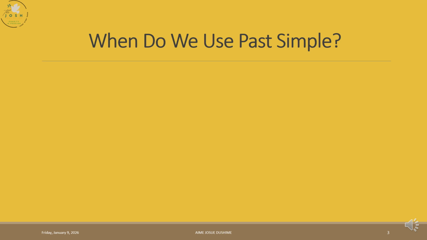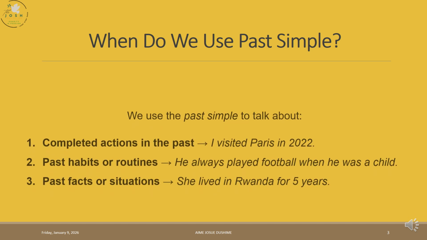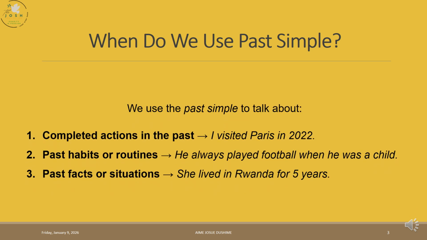When do we use the past simple? Because you can't use a verb tense when you don't know when to use it. First of all, we use the past simple when we talk about completed actions in the past. If the action is completed and it was done in the past. Second, when it is a past habit or routine, the things that you could do in the past, or the routines which you had in the past which are no longer in existence.